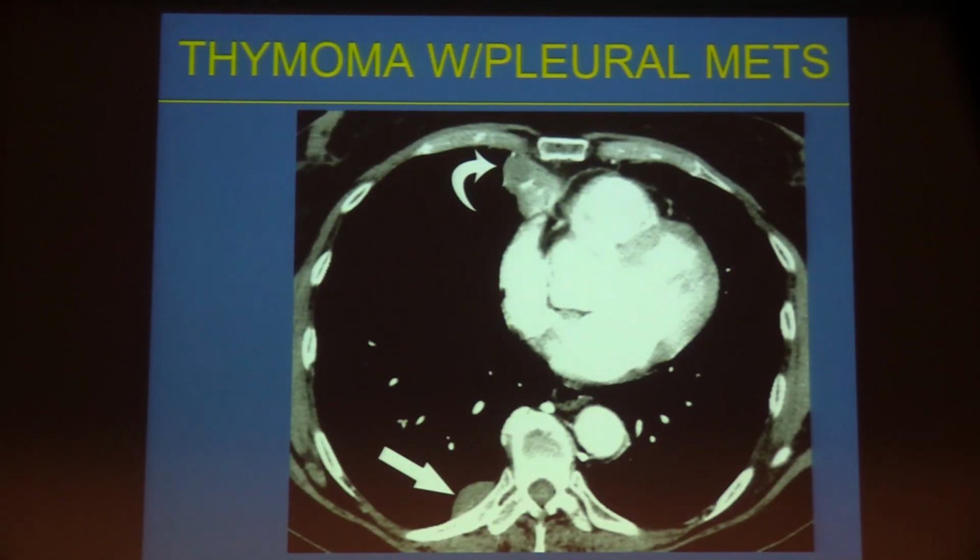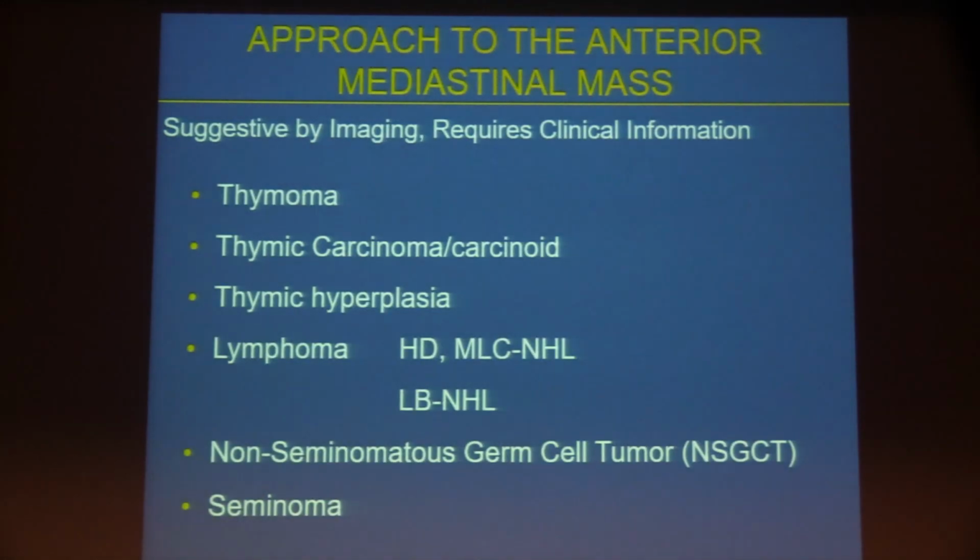Now, this is pathognomonic. When you see an anteromediastinal nodule or mass, and with it a pleural nodularity, it will almost always be a thymoma, because they tend to spread along the pleura. There are very few masses in the mediastinum that will do that. So this is just a thymoma with pleural metastatic disease, still a surgical candidate.